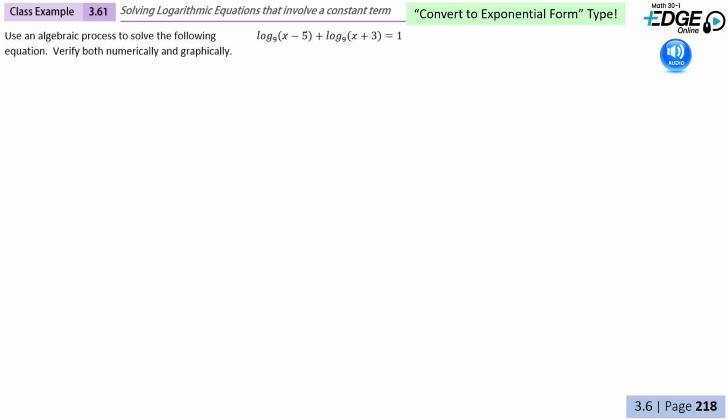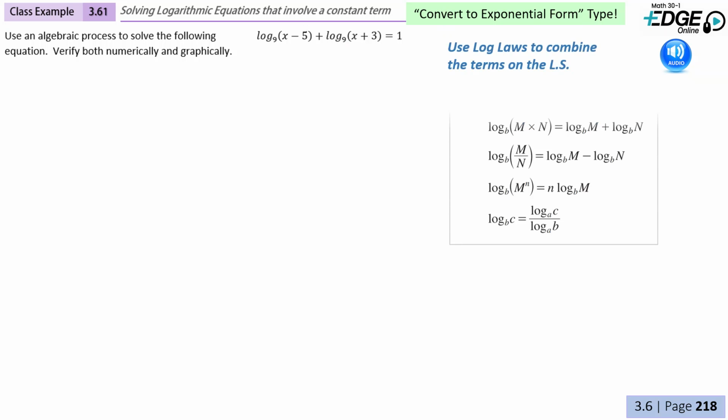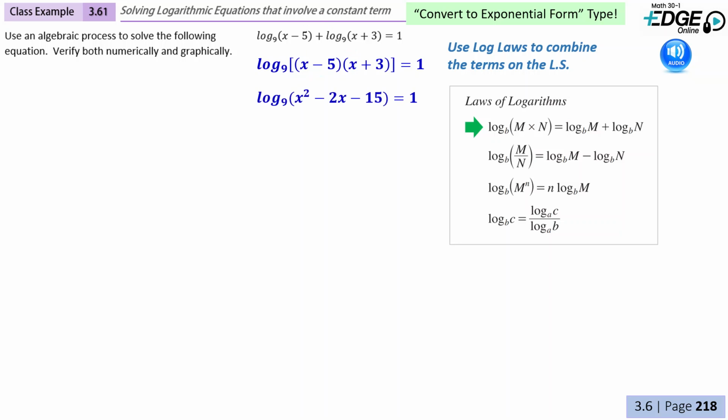So first thing we're going to do is use our laws of logarithms to combine the terms on the left side. We're going to take advantage of our first log law. So since we are adding these two logarithms, we can combine them by multiplying the arguments. And then the next step would be to distribute the inside of the log here. So just multiply this out and then collect like terms.